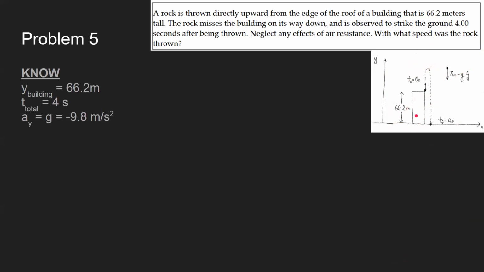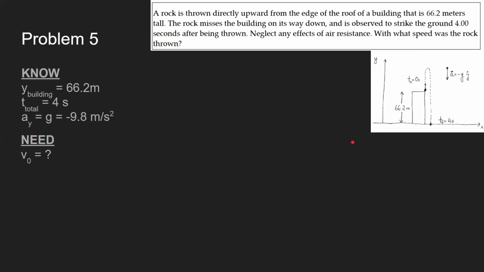But let's first just write what we know. We know that the building is 66.2 meters tall. We know the whole time from when it's thrown until it hits the ground is 4 seconds. We know that the acceleration in the y direction is just g. It always is for anything like this in kinematics, and that's always negative 9.8 meters per second squared.